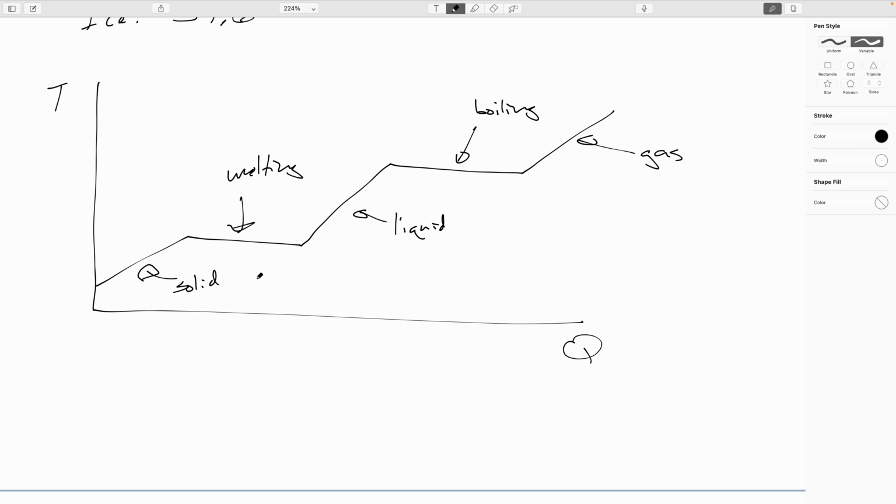Now all of these phases here will have different specific heats because, again, the details of how the molecules interact is important.